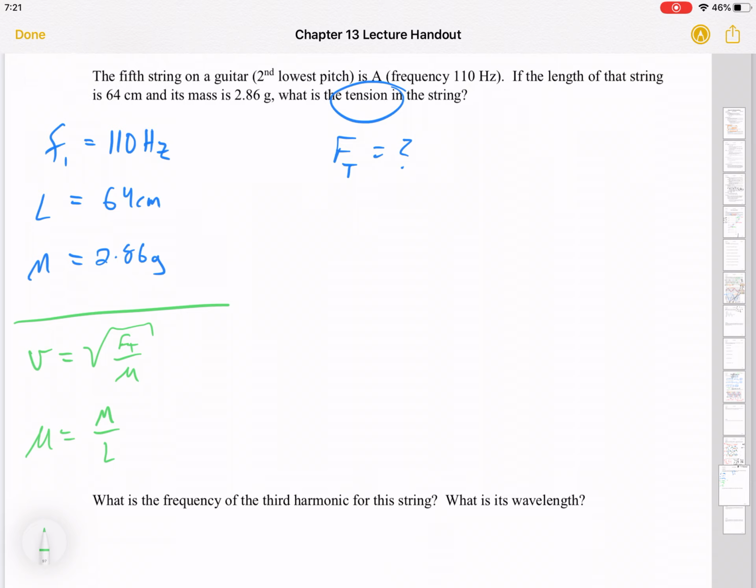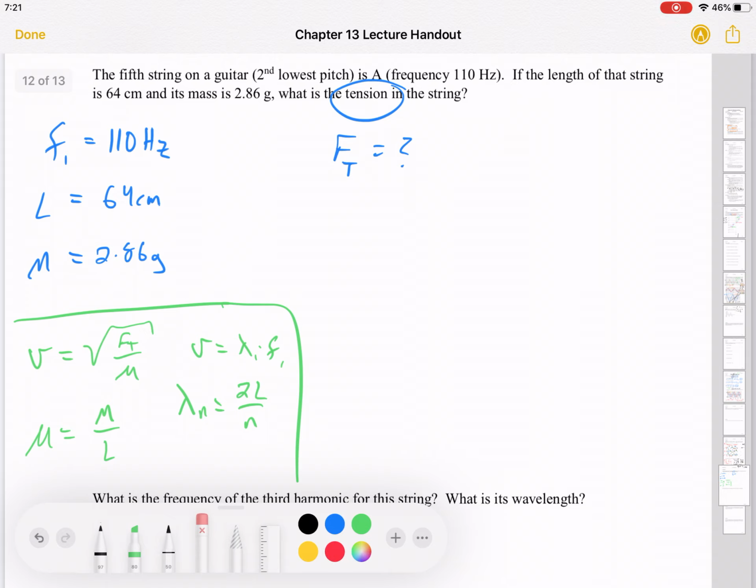But I don't have wave speed. So what else do I know? Well, I know that wave speed is wavelength times frequency. So if I knew the wavelength of this wave, then I could find the wave speed and plug that into the original equation. I have one more equation, and remember, a guitar string is just a string tied down at both ends. So I have an expression for that: lambda sub n is 2L over n. So I could find wave speed from that. Let's put it all together then.